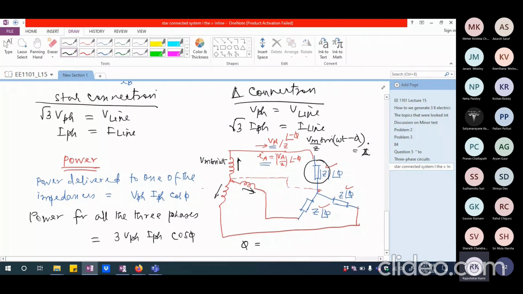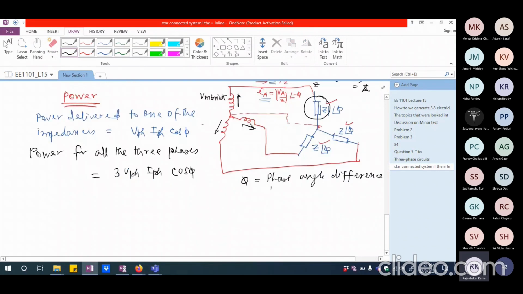So I should be able to write this as 3 V phase, I phase, cos phi. Where phi is the phase angle difference between a particular phase voltage and the same phase current. So I cannot look at A phase voltage and B phase current, and B phase voltage and C phase current. I'm looking at one particular phase voltage and the same phase current.